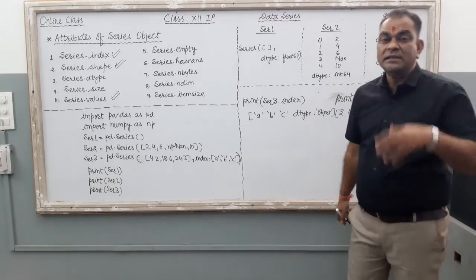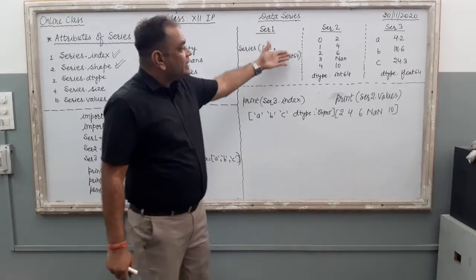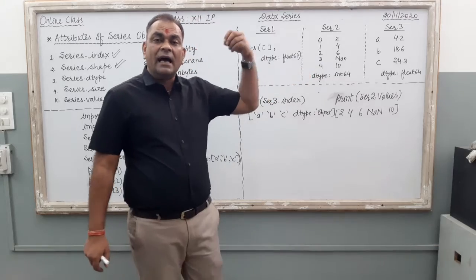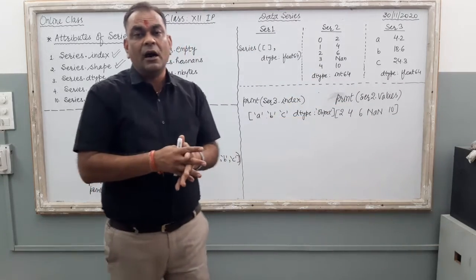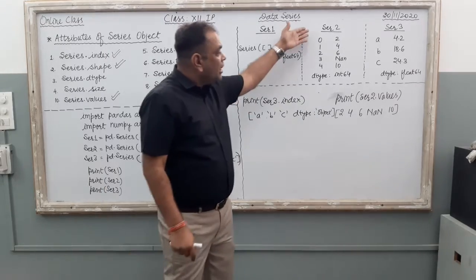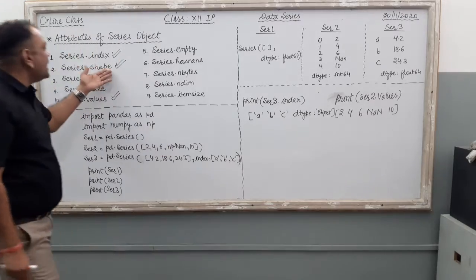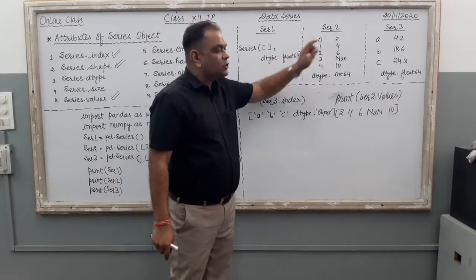Shape means what? अब series की shape क्या होती है? Shape means in a series, how many data items are there, either they are empty or they are NaN. कंप्यूटर सारा को count कर लेगा. How many total number of elements are there in a series? It is known as the shape of the series. So, what is the shape of series 2?